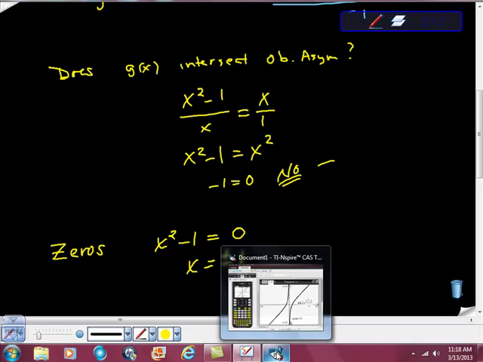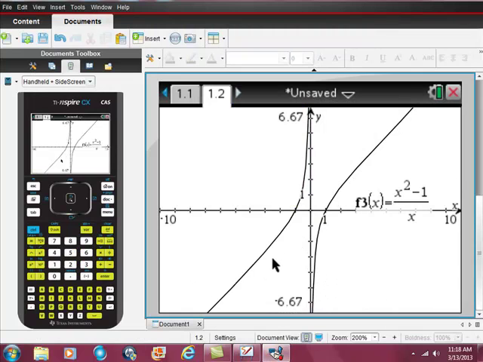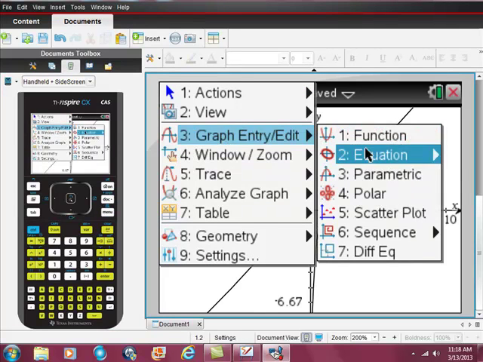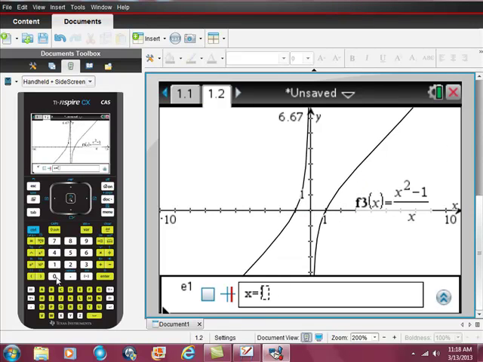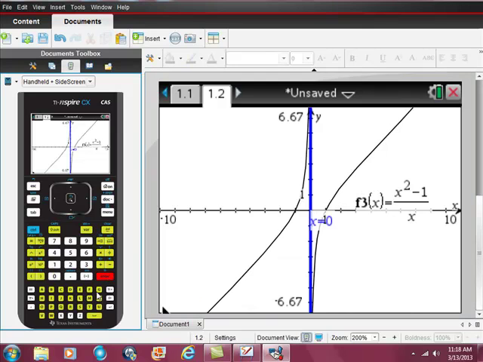Let's go to our calculator to take a really quick peek. So here is that function. We said that the function passes through the x-axis at negative 1 and 1, and there's that. We said that this function has a vertical asymptote of x is equal to 0, and that's right there. We can see that as x approaches 0, it also approaches the y-axis. It does that here and here, doesn't it? So that's what we thought.